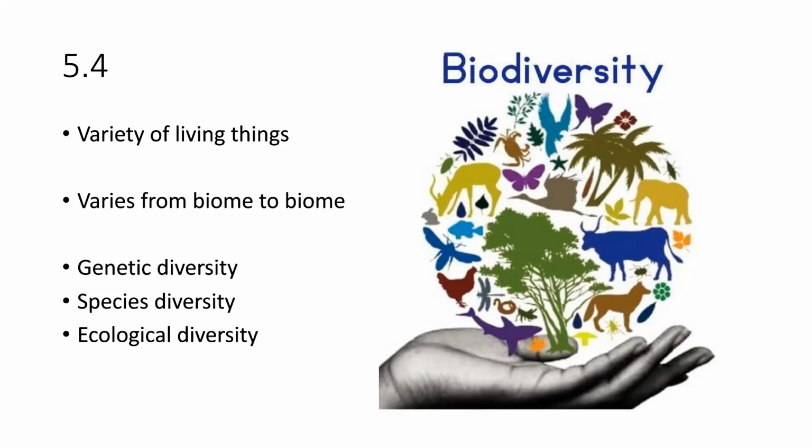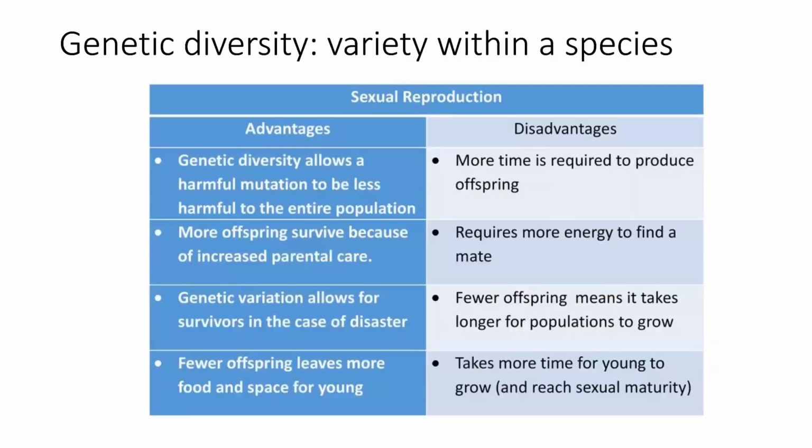And then with this diversity, we can think of it in a couple different types. So we can think of it in terms of genetic, species, or ecological. And then with the genetic diversity, we're thinking about the diversity within one species. And basically what we're thinking of is the variation that comes from sexual reproduction.